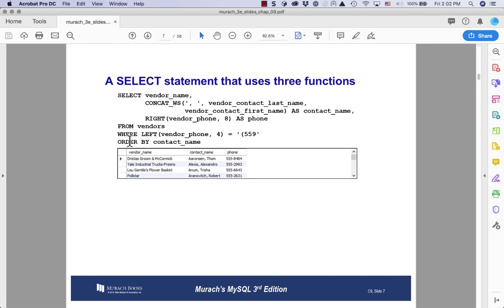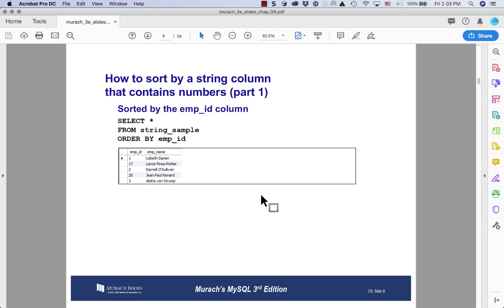And then we're saying where the left four digits of the vendor phone is left paren 559. And then for the vendor phone field, what are we doing? Well, we're taking the right 8 digits as a phone. So we're testing the left four, but we're showing the right eight. Pretty cool.